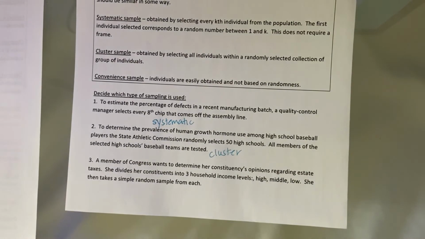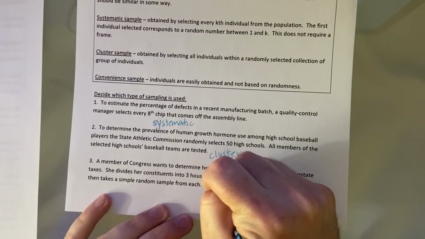A member of Congress wants to determine her constituency's opinions regarding estate taxes. She divides her constituents into 3 household income levels, high, middle, and low. She then takes a simple random sample from each. She stratified them and then took a sample.